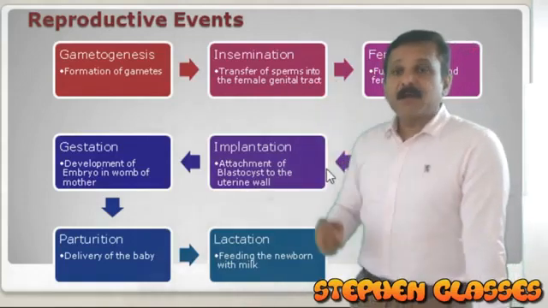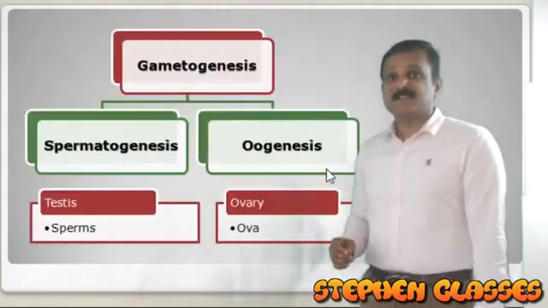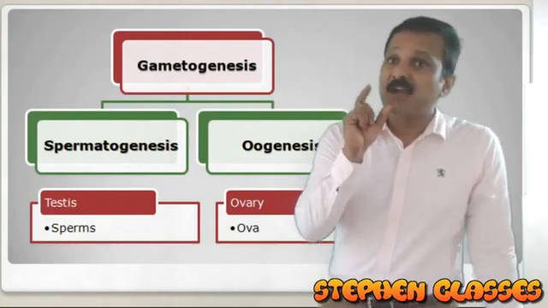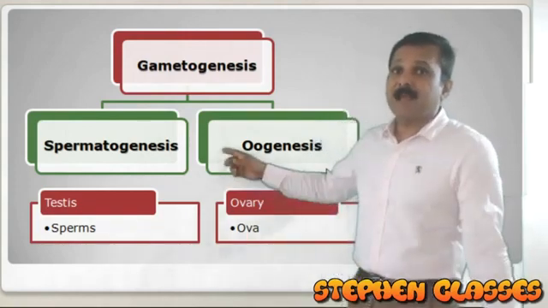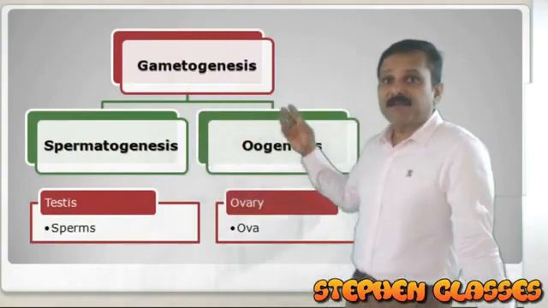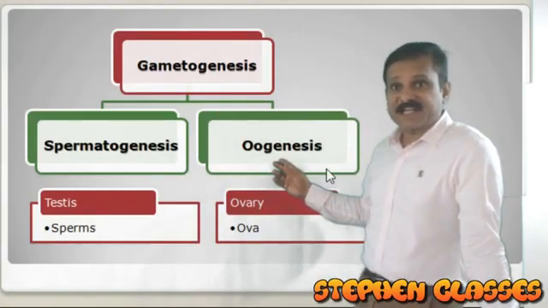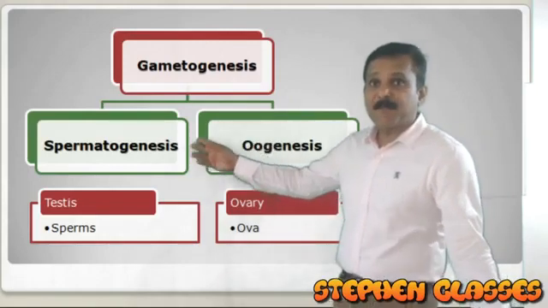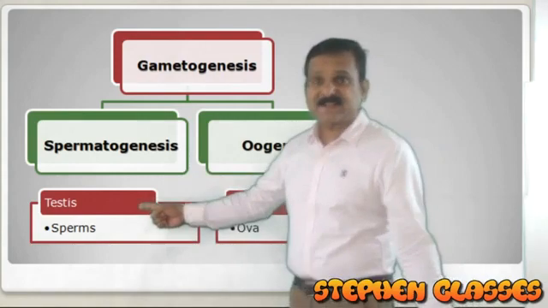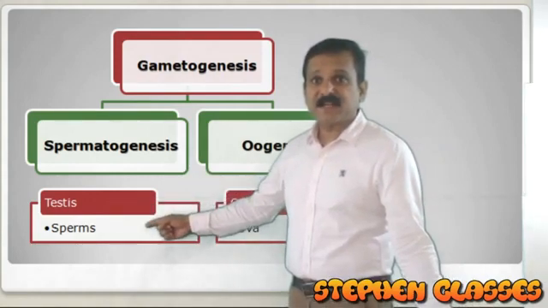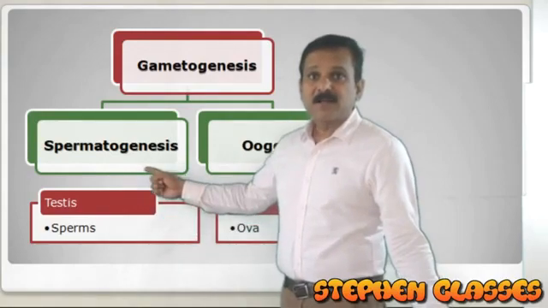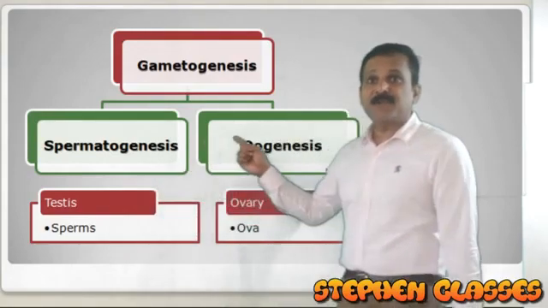Now we have an explanation about gametogenesis. You know what gametogenesis is? Gametogenesis is the production of gametes. Production of the male gamete is called spermatogenesis, and the production of the female gamete is called oogenesis. In the case of male, the sperm cell or the male gamete is produced by the testis. In the case of male, sperm cells are produced by the testis, and the production of sperm cells is called spermatogenesis.